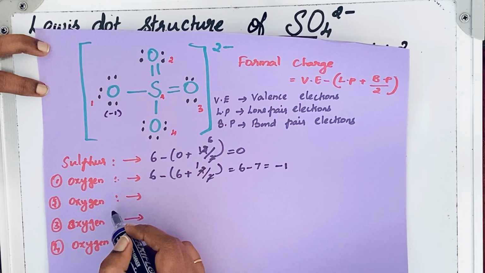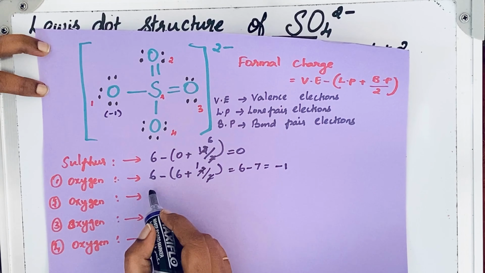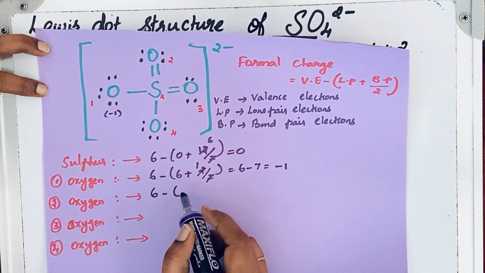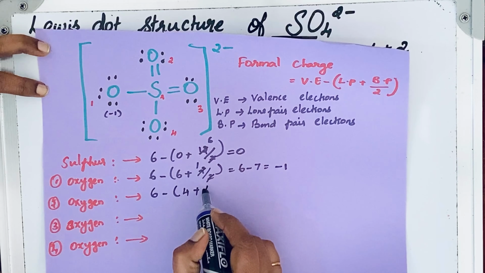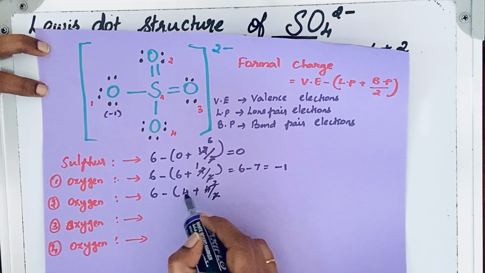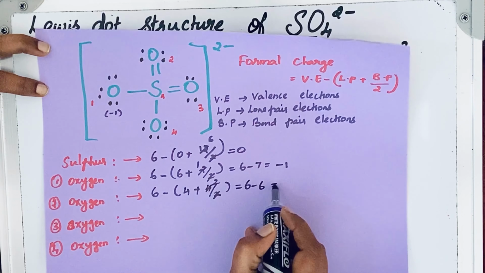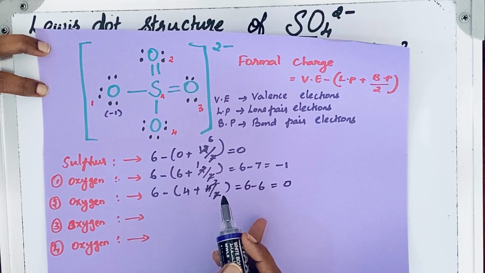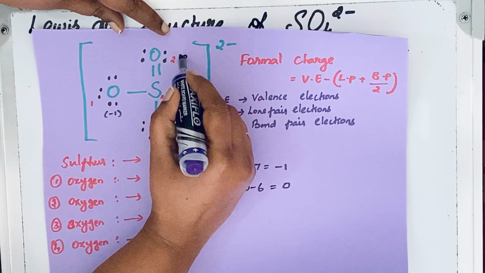Now come to oxygen. Second oxygen. Second oxygen, the formula is same. 6 minus lone pair, you see 2, 4. So 4 plus bond pair also 2, 4. So 4 by 2. So 2. 4 plus 2 is equal to 6. So 6 minus 6 is equal to 0. So the formal charge with 0 is highly preferable, isn't it? So for this second oxygen atom, the formal charge is 0.